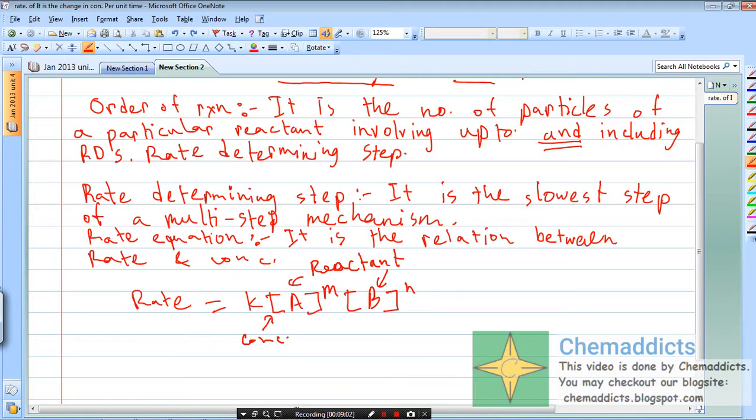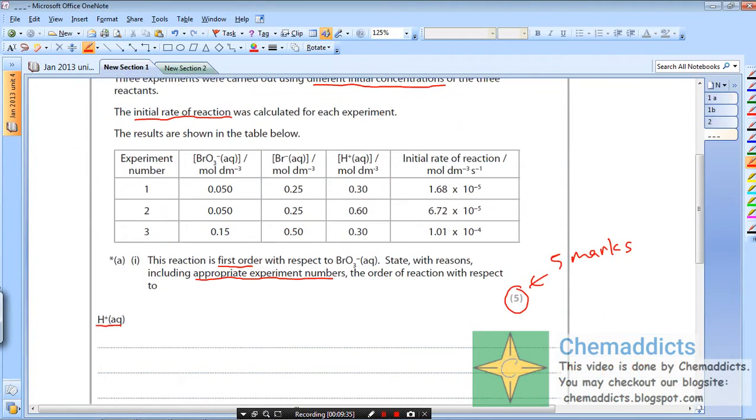So by the way, these A and B are reactants, and they are raised to appropriate powers, which are the orders. So what does this order actually mean? M is equal to the order of A, and N is equal to the order of B. Now let us construct the rate equation for this particular reaction utilizing this data given.